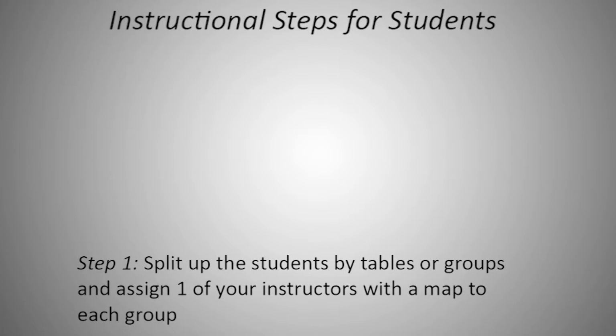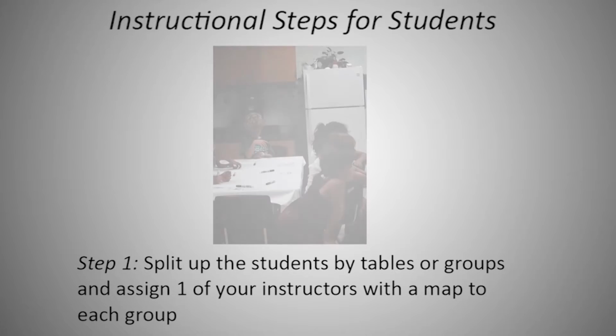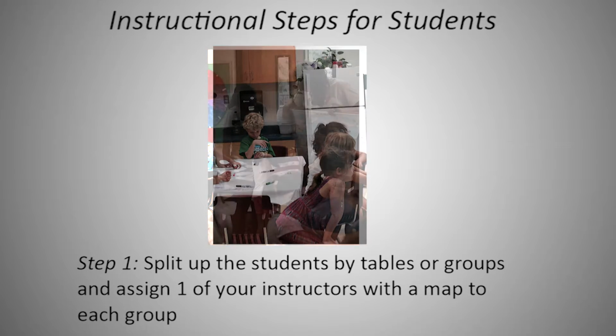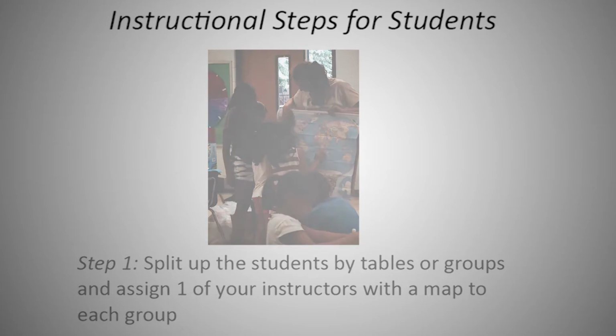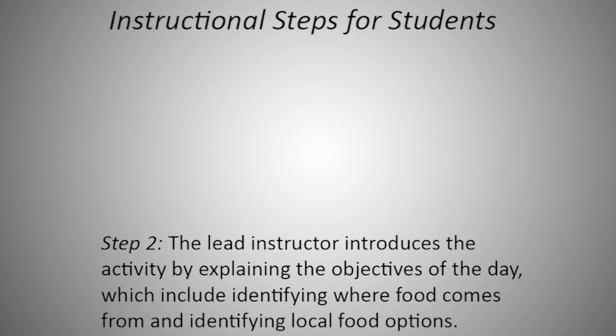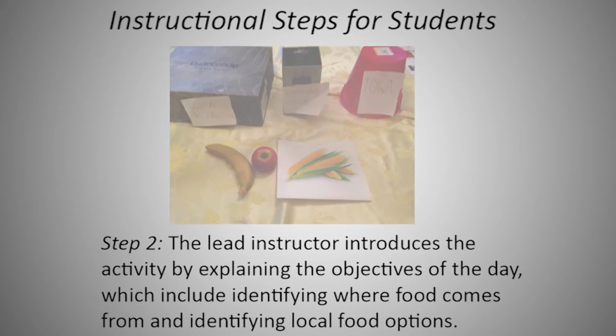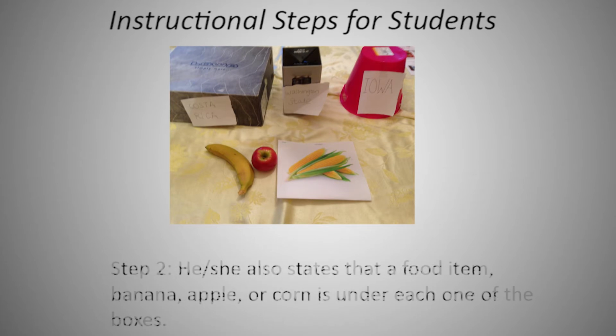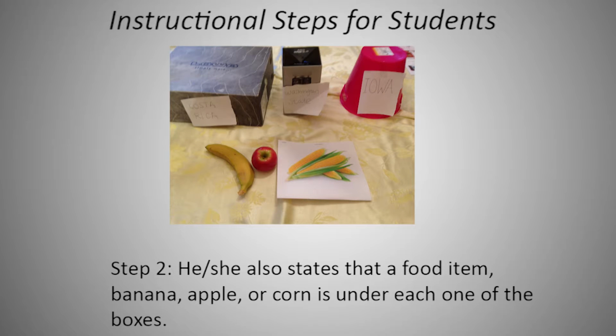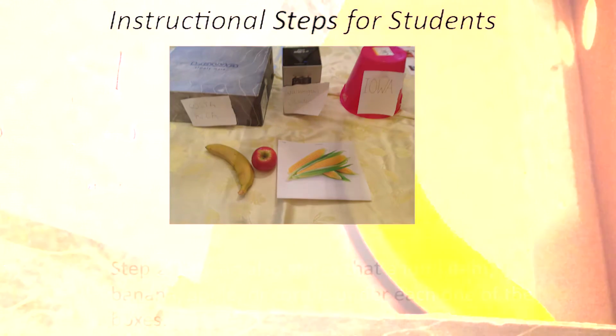Step 1. Split up the students by tables or groups and assign one of your instructors with a map to each group. Step 2. The lead instructor introduces the activity by explaining the objectives of the day, which include identifying where food comes from and identifying local food options. He or she also states that a food item, banana, apple, or corn, is under each one of the boxes.